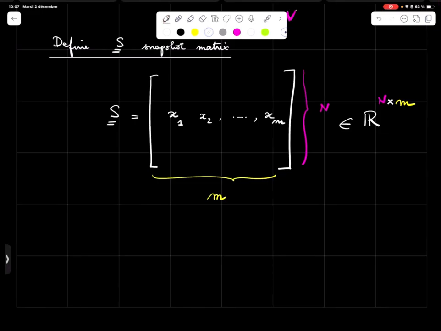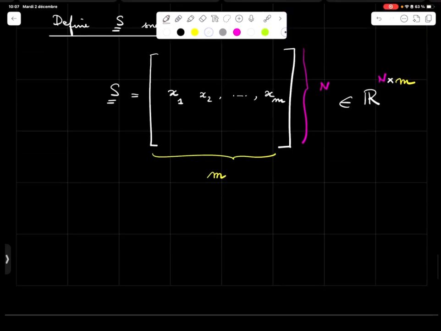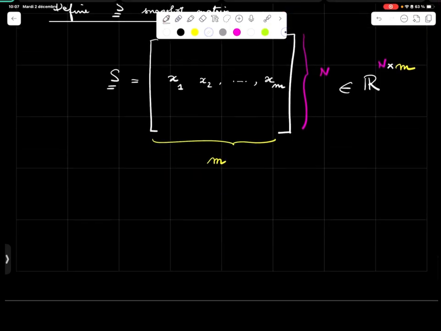Well, first of all, it's not square, so we cannot compute eigenvalues. But what can we compute? Everybody knows. Thank you very much. We will compute singular values. Nothing breathtaking. We're going to simply do a singular value decomposition, SVD.